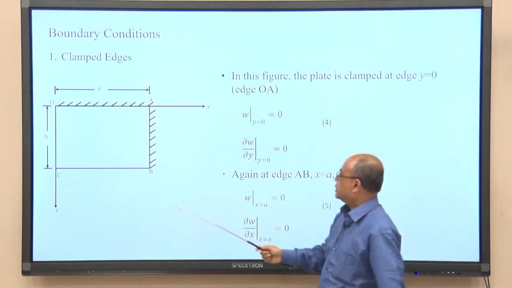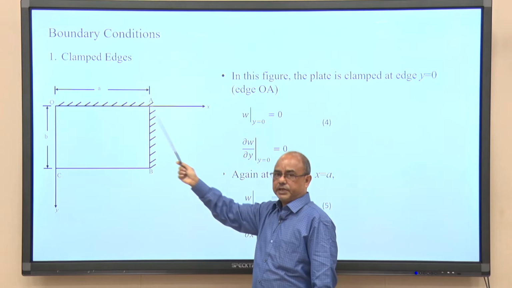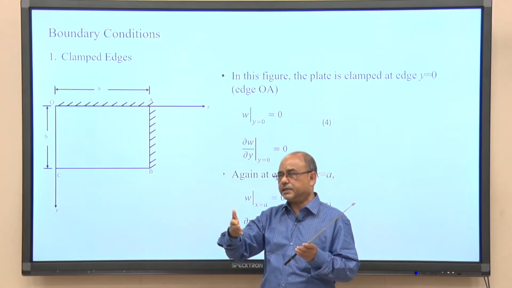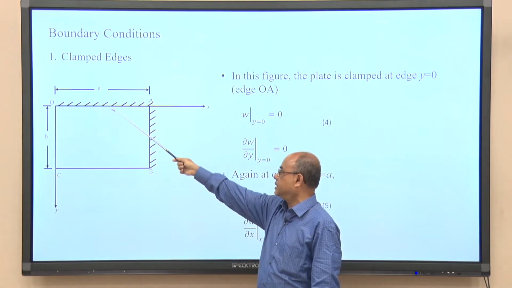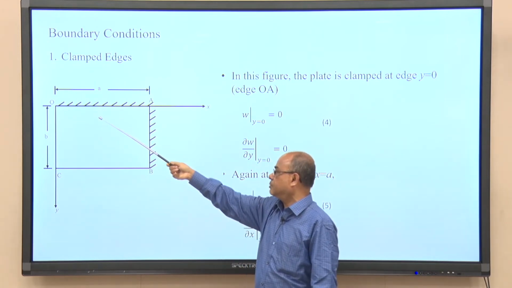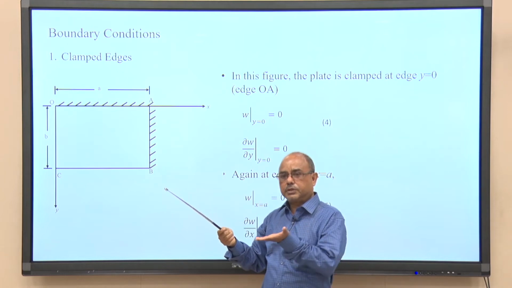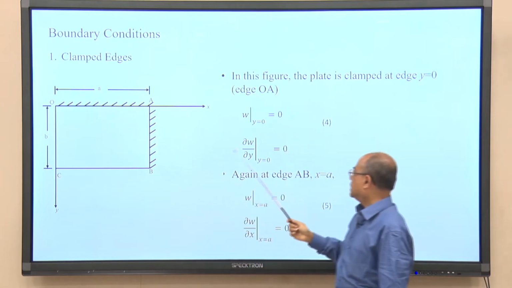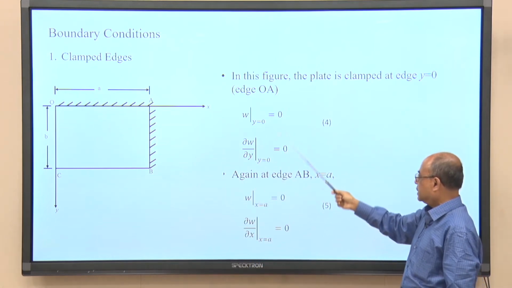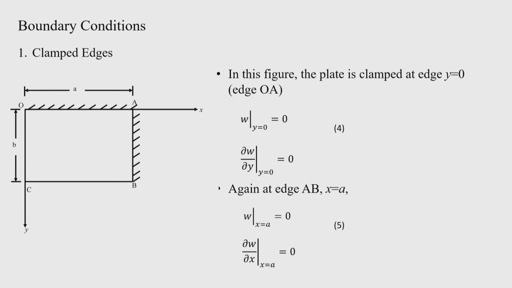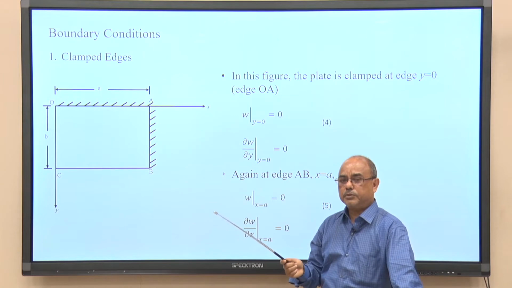Then the slope along the y direction. Since this is fixed, the deflection curve will be such that the tangent here will be almost horizontal if the plate is horizontal. So, the tangent will make a 0 angle with the horizontal plane. Therefore, the slope is 0 at the fixed edges, hence del w by del y at y equal to 0 is equal to 0. So, that is the partial derivative of deflection, because deflection is a function of two variables x and y.